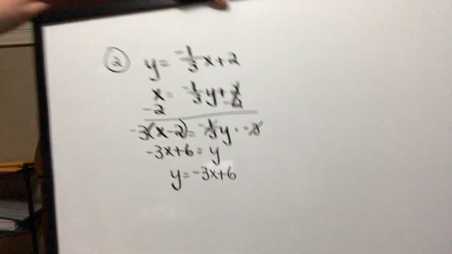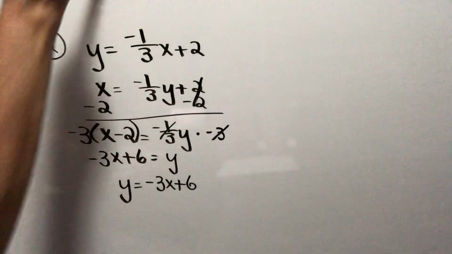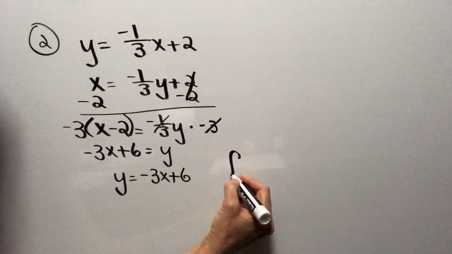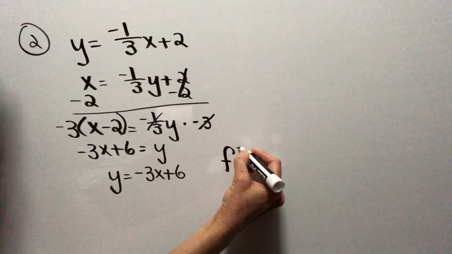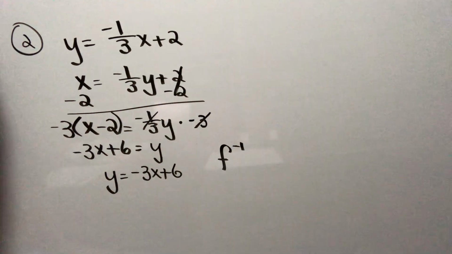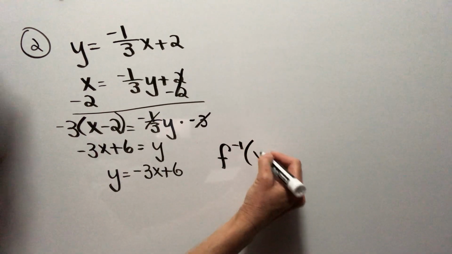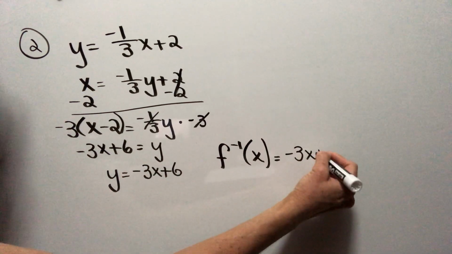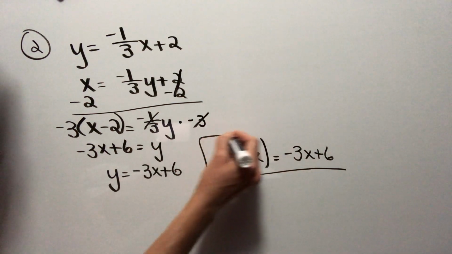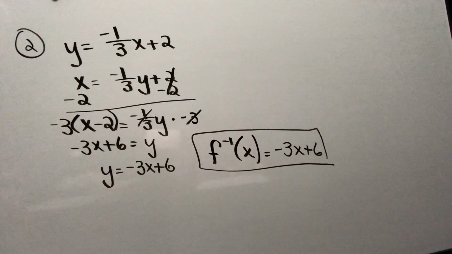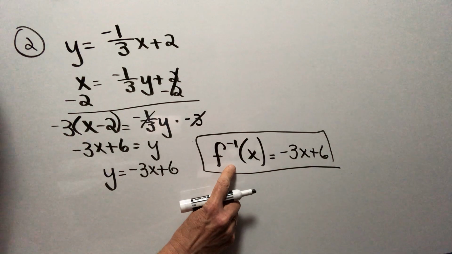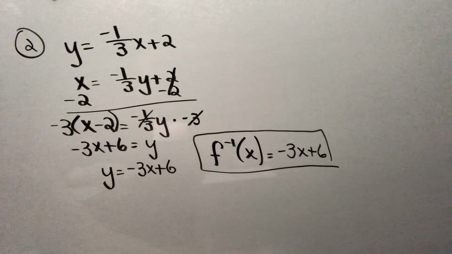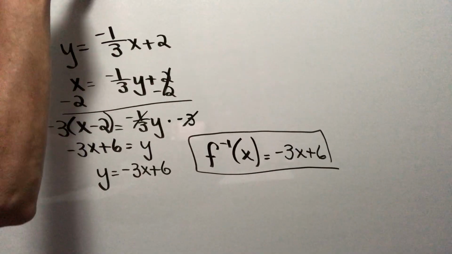So because this answer is a function, you would have to use the notation that I showed you a few minutes ago. So it would be f for function. This symbol is not a -1, that's an inverse symbol. So it's f inverse of x is negative 3x plus 6. And that's how you would write your final answer for number 2. This is just saying it's the inverse of the function f, or f inverse. Okay, so number 2 is also finished.